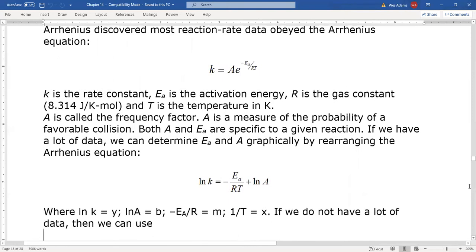And so y would be ln of K, ln of A would be our b, negative EA over R is our m, our slope, and 1 over T is our x. But it's natural log and natural log. It has to be natural logs because we had to invert the e to the x function.